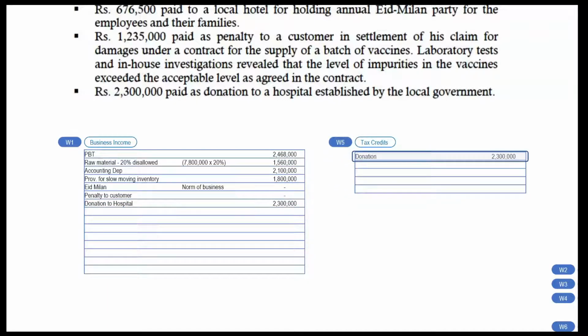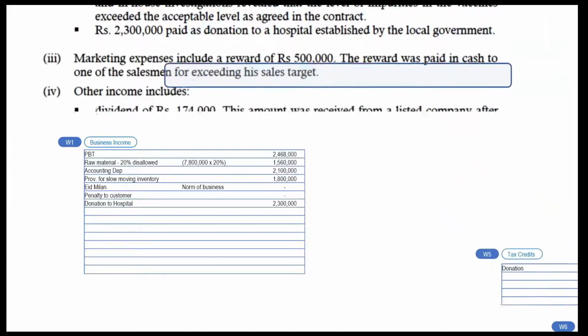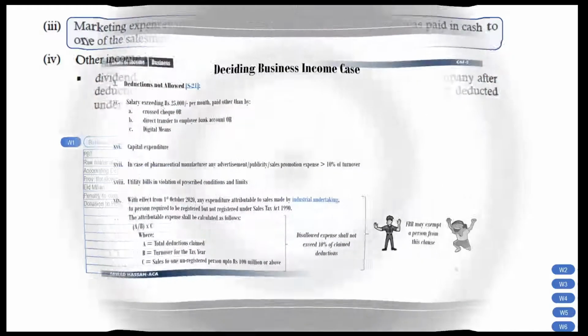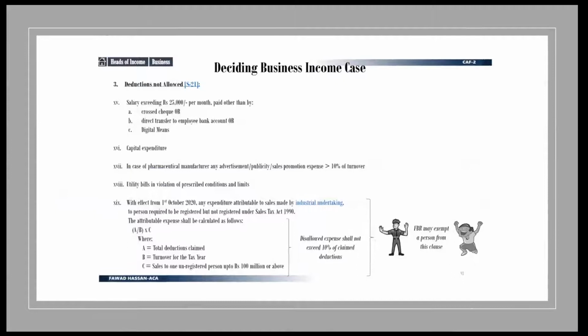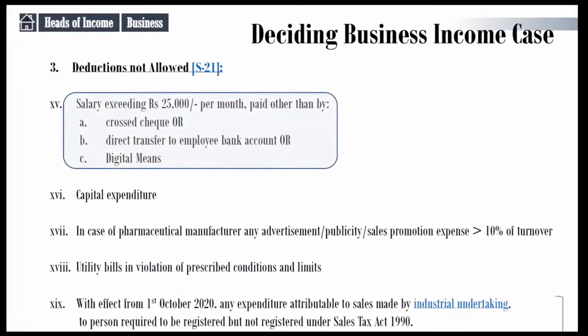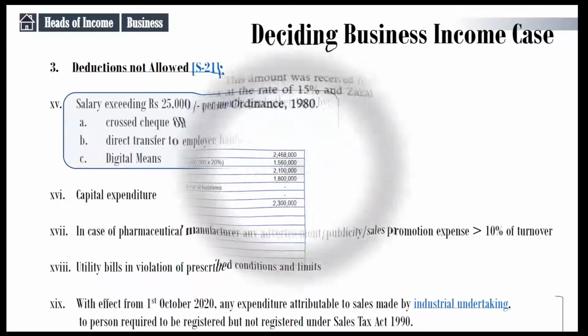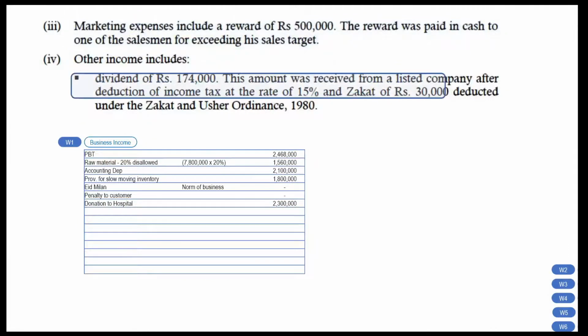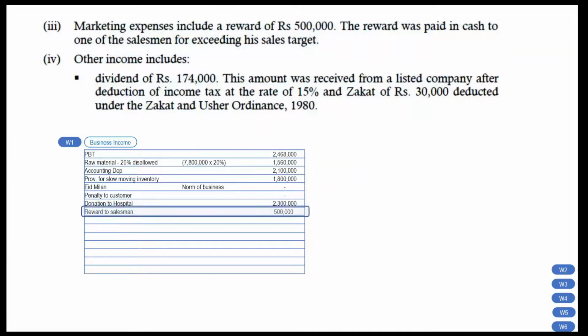Next information is about reward paid in cash to an employee. Such reward to employee falls in definition of salary under tax law. Recall notes slide for section 21. Salary above Rs 25,000 should be paid through banking channel, and in this question, this requirement has been violated. Refer back to solution. This will not be allowed as expense under tax law. Add back Rs 500,000 to profit figure.